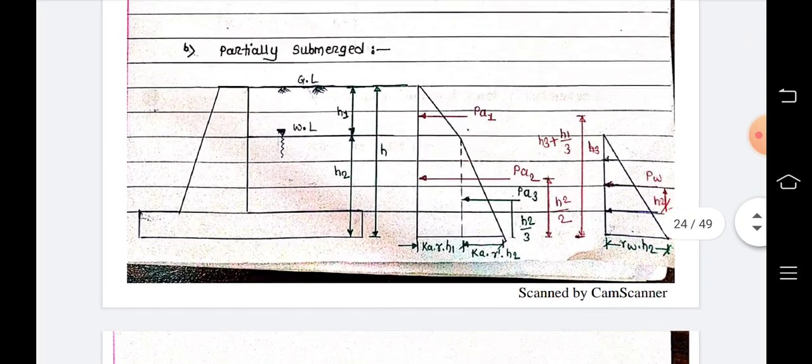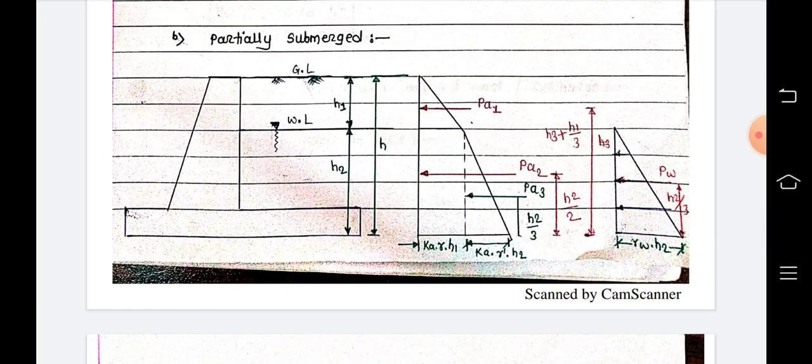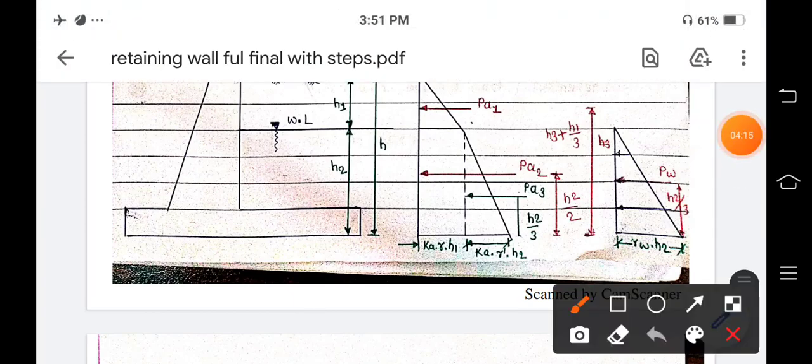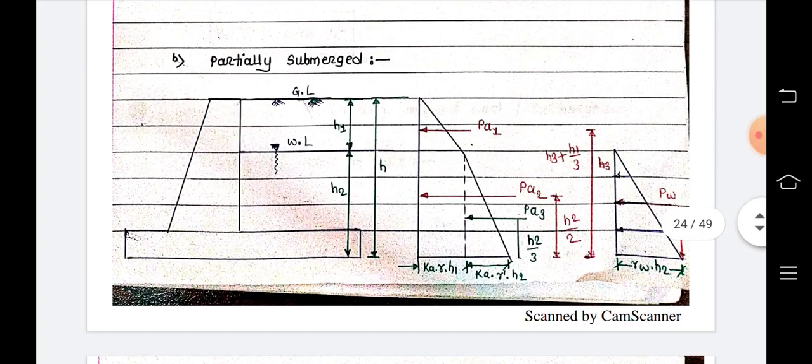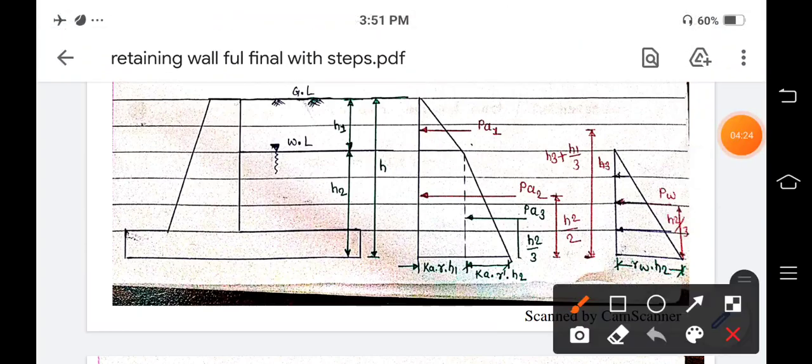The next case is the partially submerged case. Partially submerged means some portion is filled with water and some portion is filled with soil. There are also two cases. First case, when the water table is at some depth. In this case, on this side there will be only soil, and on this side there will be water plus soil. Note that it is water plus soil, there is no only water, and here is only soil.